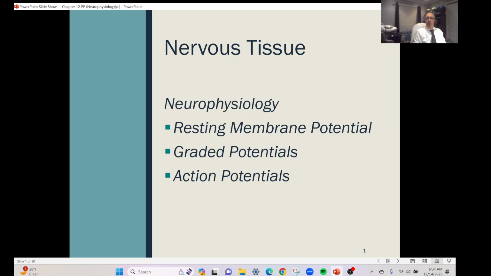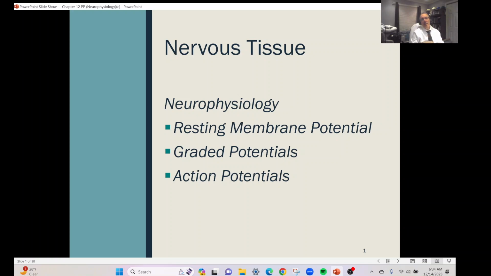In this lesson, we'll begin our discussion of neurophysiology. I want to talk about three different topics. The first one is the resting membrane potential. Here we're going to take a look at what a neuron looks like from a physiology point of view, what it looks like at rest when it's not firing.